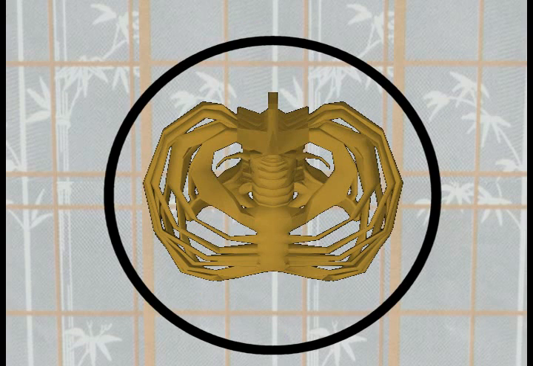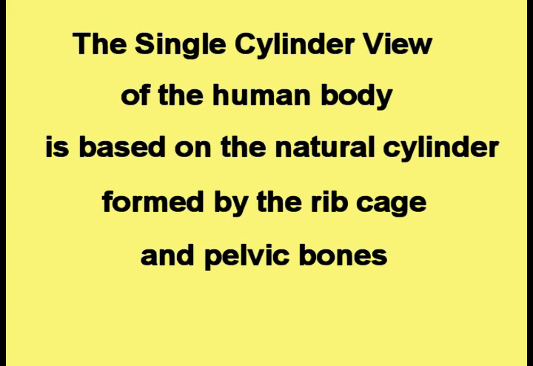The next picture is an overhead view of the rib cage with a circle drawn around it to emphasize its circular nature. According to Happeh theory, the single-cylinder view of the human body is based on the natural cylinder formed by the rib cage and pelvic bones.